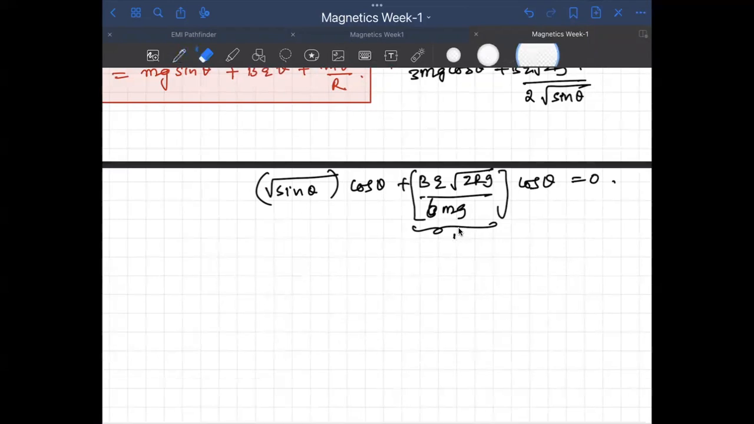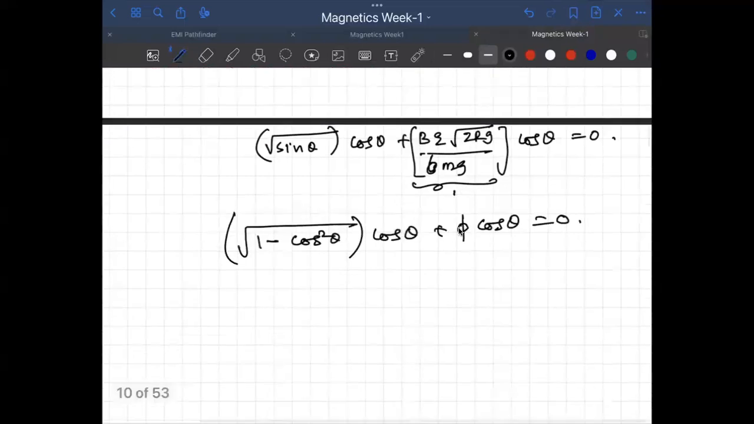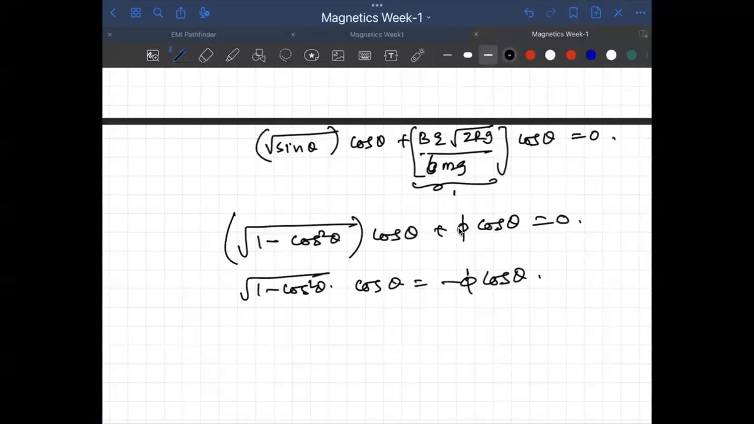You expand this. Write this as root of 1 minus cos square theta, which is minus phi cos theta. Squaring on both the sides, 1 minus cos square theta is phi square cos square theta, right? Any doubt till this point?